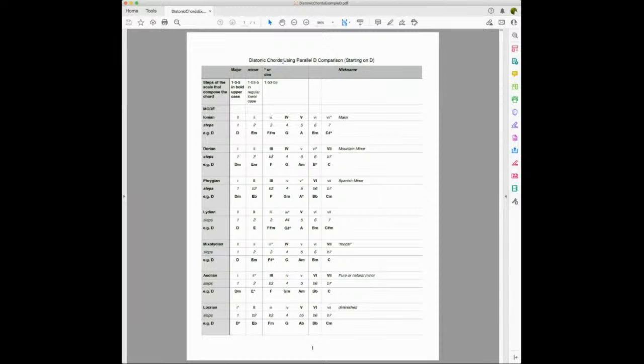This is the same information that's on the other one, but we're using D as our comparison. And here are the steps of the scale that compose the chord. 1, 3, 5 are bold in the uppercase. 1, flat 3, 5 are minor, and they're in the lowercase. 1, flat 3, flat 5 are diminished, and they just have this diminished symbol, or dim.